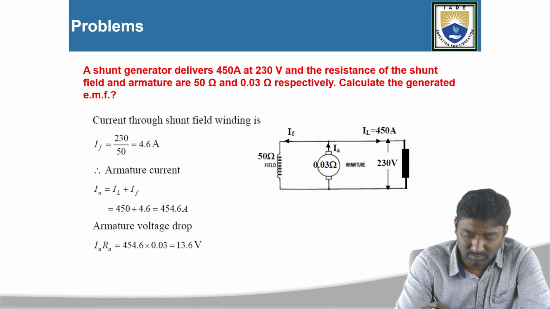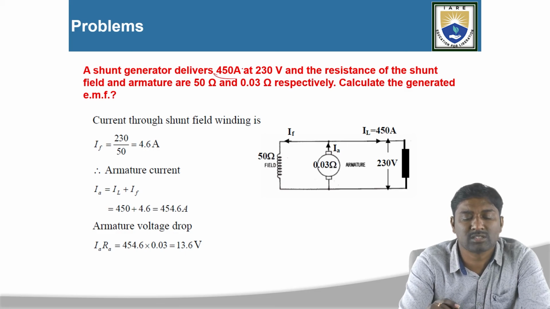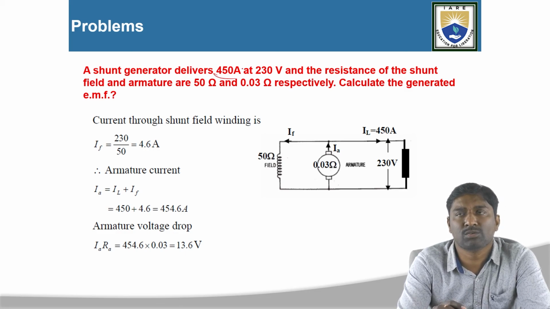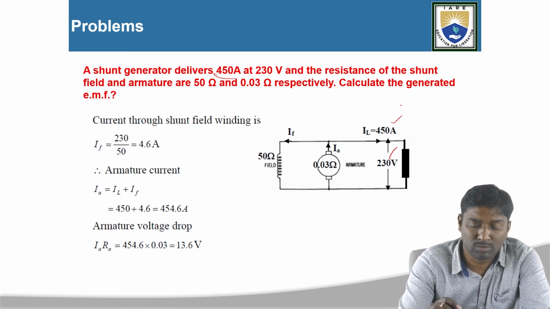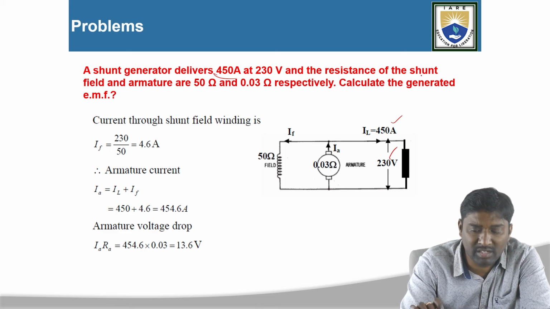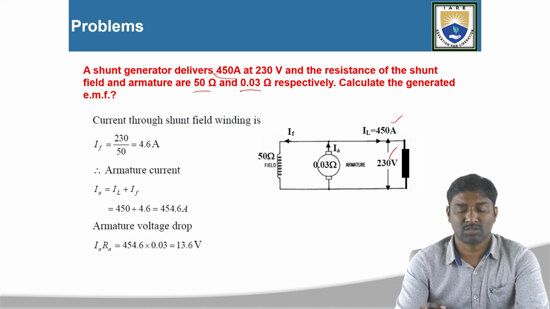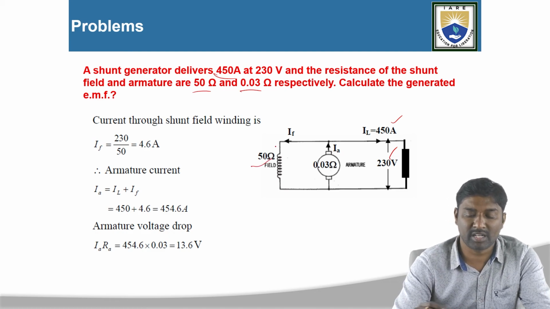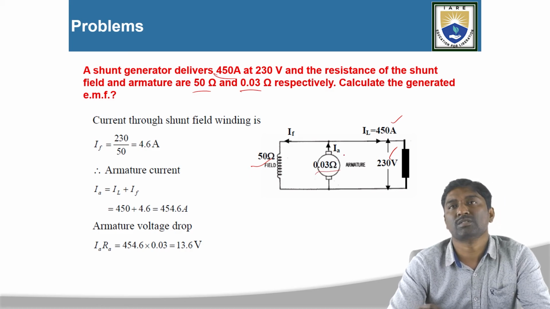So now what was given? A shunt generator delivers 450 amperes at 230 volts. Means load voltage is 230 volts, and load current is 450 amperes. Next, what was given? Shunt field and armature resistances, 50 ohms and 0.03 ohms. So 50 ohms is the shunt field winding resistance, and the armature winding resistance is 0.03 ohms.